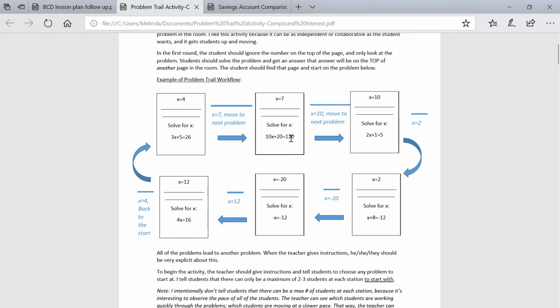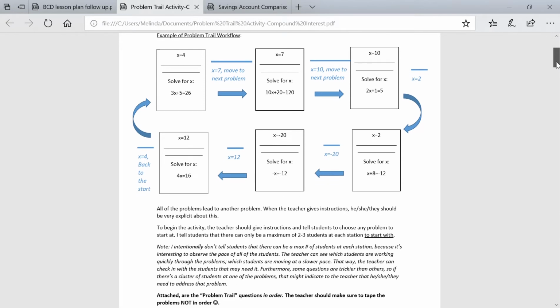Then you solve for this one and we figure out x equals 10. So if 2 to 3 students are starting at different problems, then everyone's going to be spread out. You should be walking across the classroom to solve these problems, kind of just following the trail of problems. And as you can see, all the problems are connected. So no matter where you start, you're going to have the opportunity to do them all. That's a brief overview of what a problem trail is.